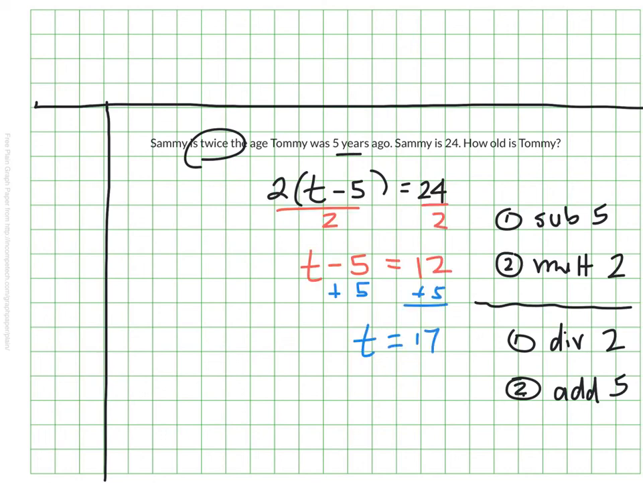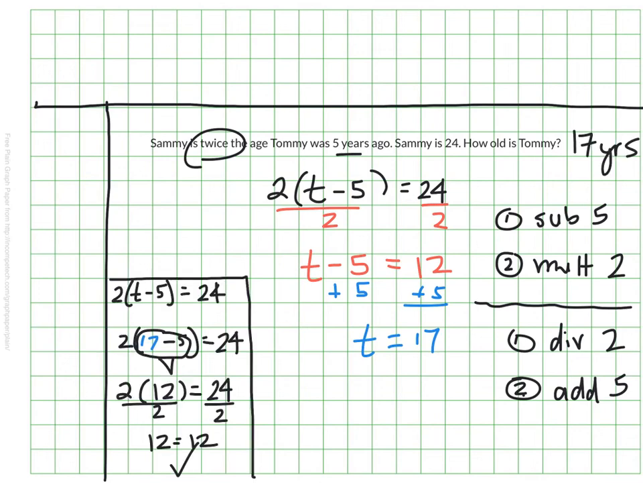How'd you do? Did you find that Tommy must be 17 years old? We're going to check that, but hopefully we agree on this already. It looks like if we substitute in 17 for Tommy's age, we do in fact see that this is a true equation. Both sides are the same. So Tommy is in fact 17 years old.